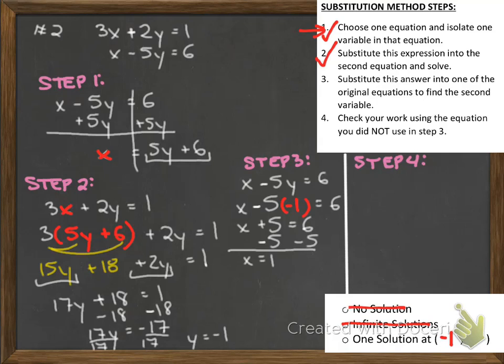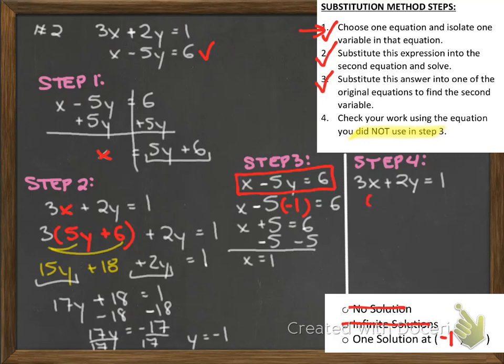So we've done step 1, step 2, and step 3. We can't pick which equation we use in step 4. We could use either equation in step 3, but in step 4 we have to use the other equation. In step 3 we used the equation x minus 5y equals 6. We've already used this equation, so we have to use the other equation. We have to use 3x plus 2y equals 1. We don't have a choice this time.